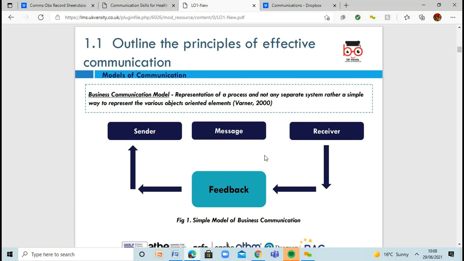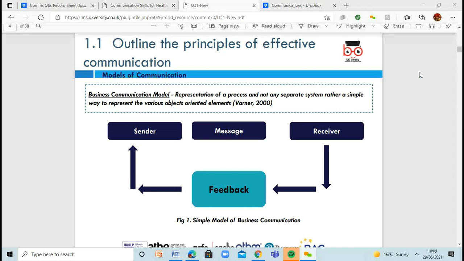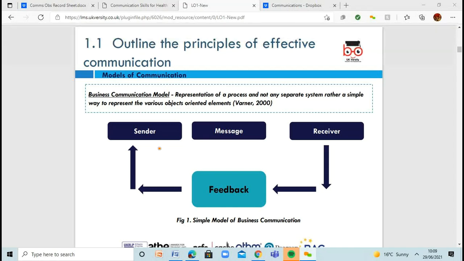So here, models of communication, we're going to look at the business communication model. This is just a representation of how we communicate. So the sender will be the person who's talking. They'll formulate a message. They'll send it to the person who's getting the message. So for example, this will be Julia. Julia's making a message and she's sending it to Nancy on here. So it goes from there to there.